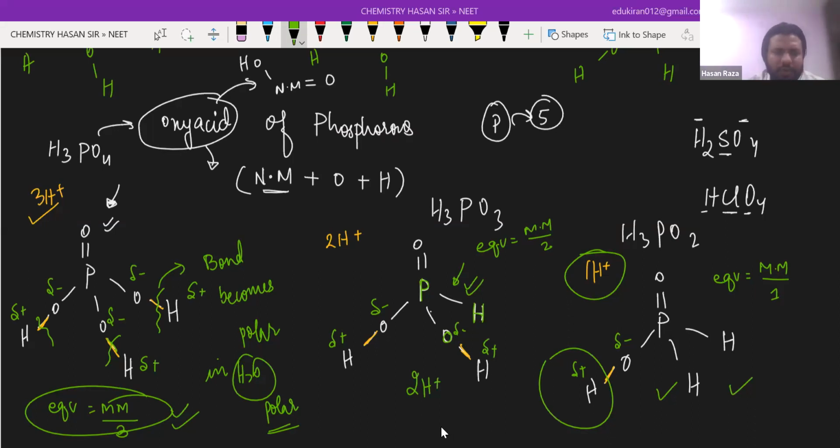Actually, this whole concept will be clear when we are going to have the regular class. You will know how to draw the structure, each and every concept you will be getting. For all compound like H2SO4, you know that it will give a 2H plus. But if you are going to draw the structure, that will be much better.